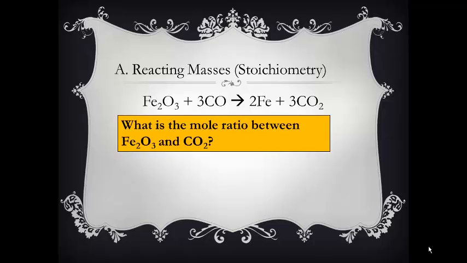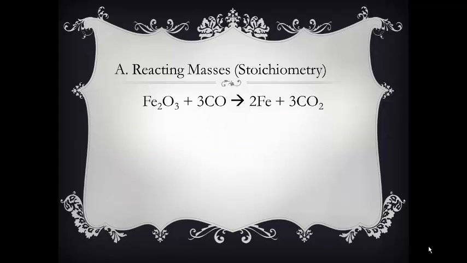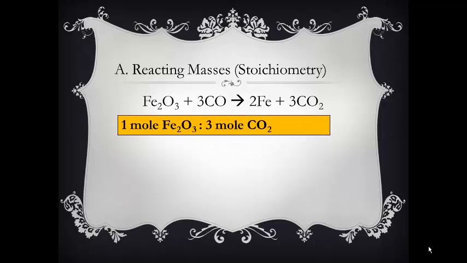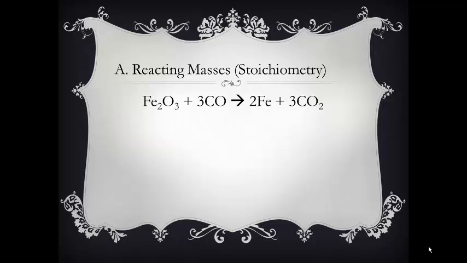What's the mole ratio of iron(III) oxide and carbon dioxide? Same thing, 1 to 3. So you gotta make sure if there's no number there, it's a 1. Well, it is a number, but we don't write 1.